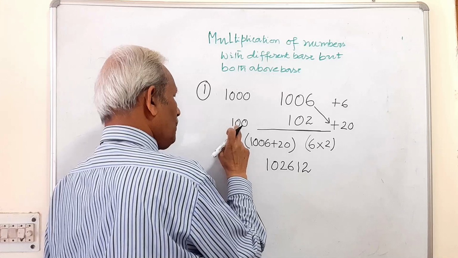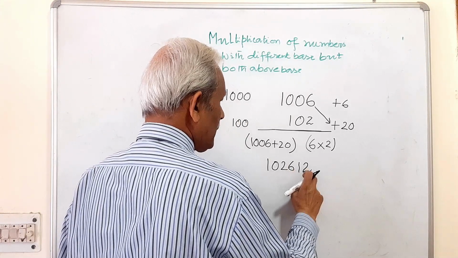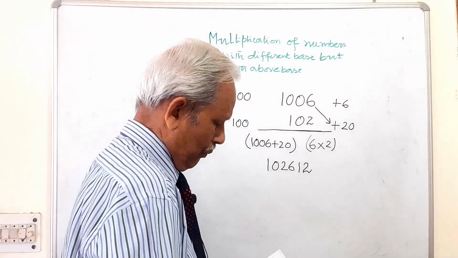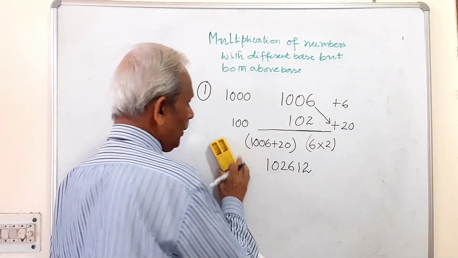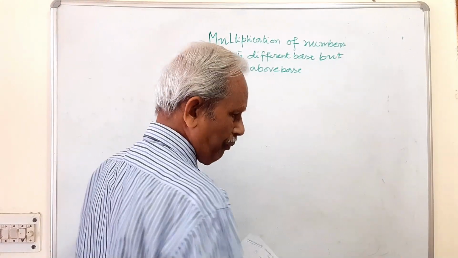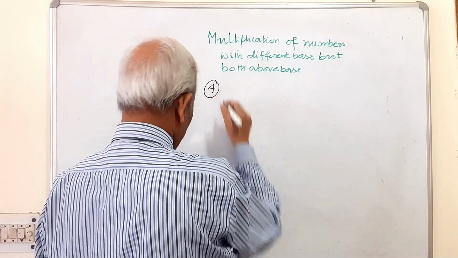The zeros in the smaller number base is 2, so you can have 2 digits here. So we'll write 6 into 2, 12. The answer is 102612. I think it's simple. I think you have followed it. Let me do the last question for you.